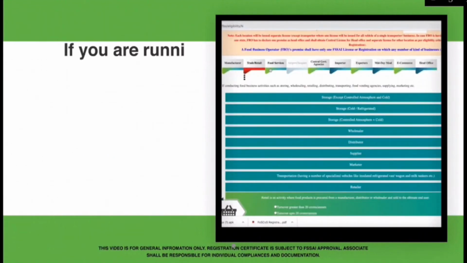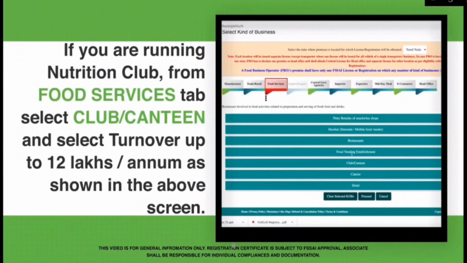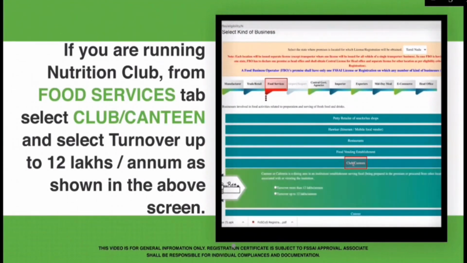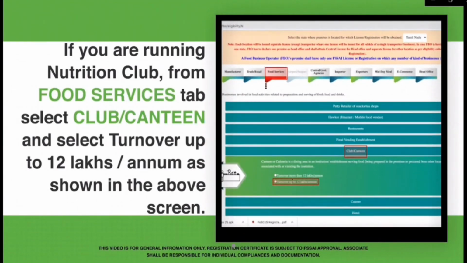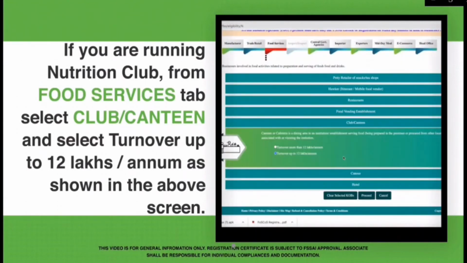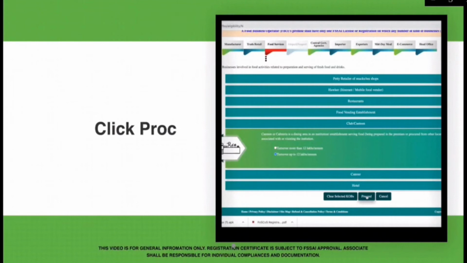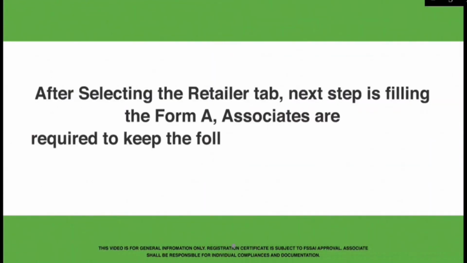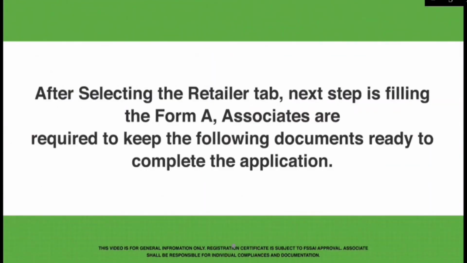If you're running Nutrition Club, from Food Services tab, select Club or Canteen and select Turnover up to 12 lakhs per annum as shown in the above screen. Click Proceed. After selecting the Retailer tab, next step is filling the Form A.